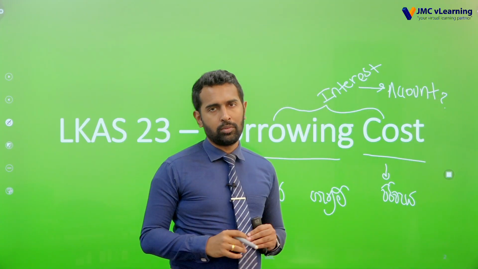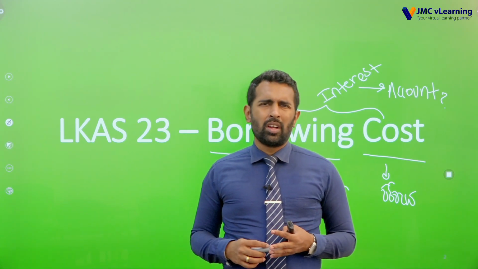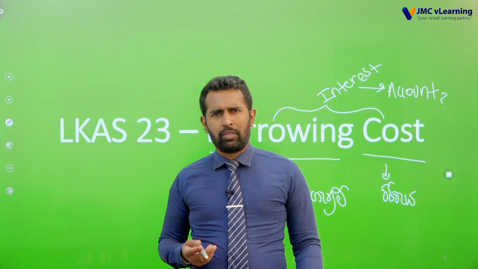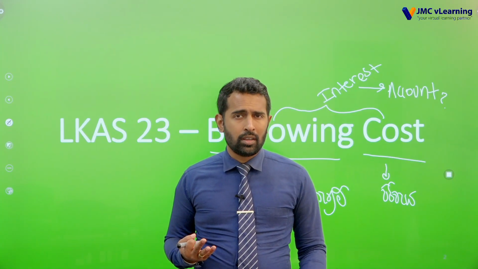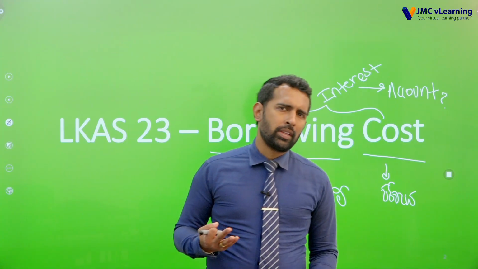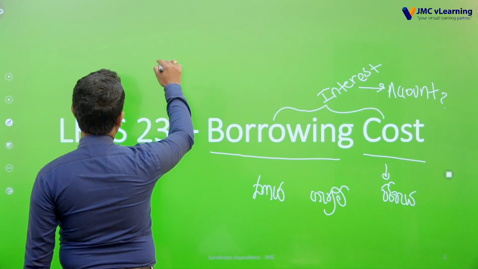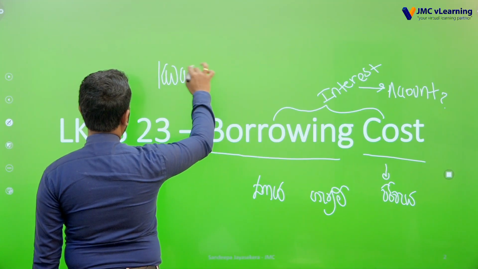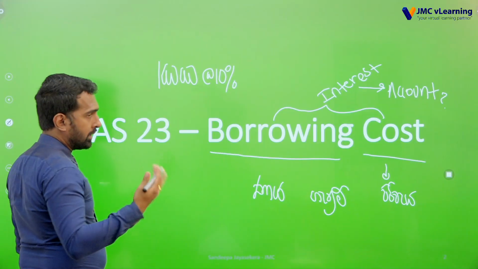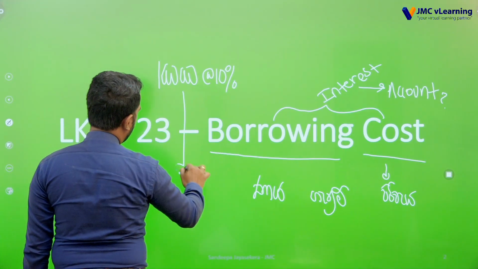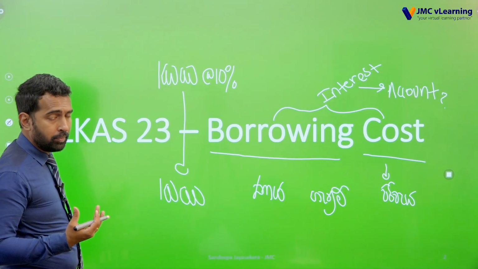If I ask you this typical question, you might even think, why do we need an accounting standard for this interest cost? Now whenever you have taken a loan, for example, let's say you have taken a loan of 1 million and the interest rate is 10%. Let's say the interest cost will come to 100,000 per annum.